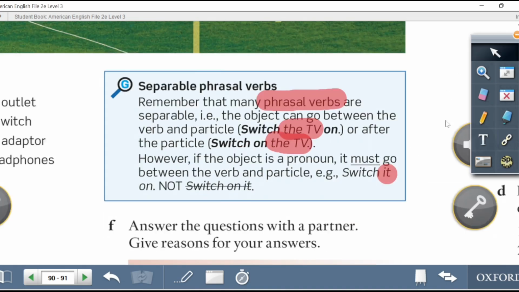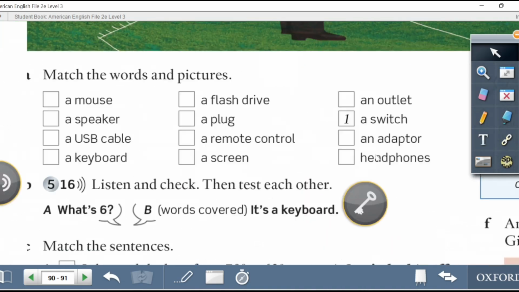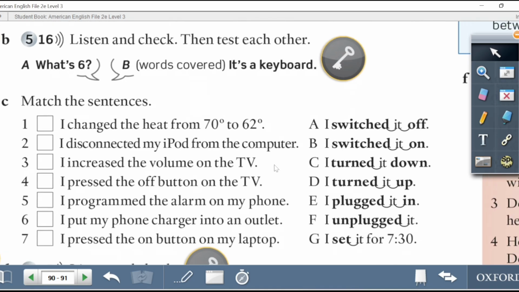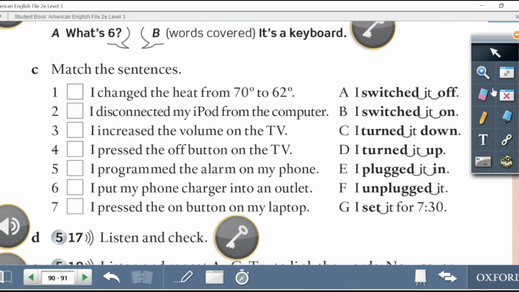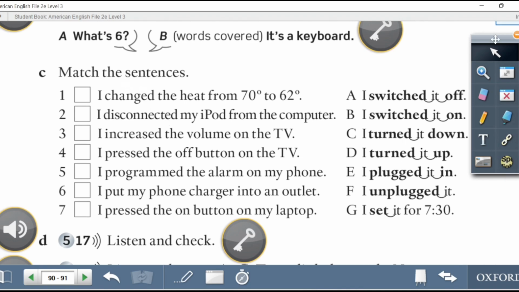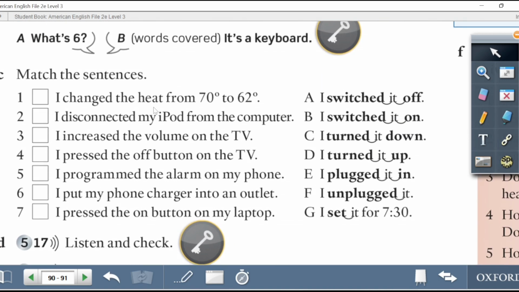حالا مثال هایی که اینجا داریم به این ترتیب هست. میایم توی این قسمت پارت 3. من این رو ببندم. خب گفته match the sentences. Number 1, I changed the heat from 70 to 62 degrees. اینجا گفته I changed the heat از 70 آورده به 62. چی کارش کرده؟ کمش کرده. میتونه اینجا چی باشه؟ میتونه turn it down باشه.